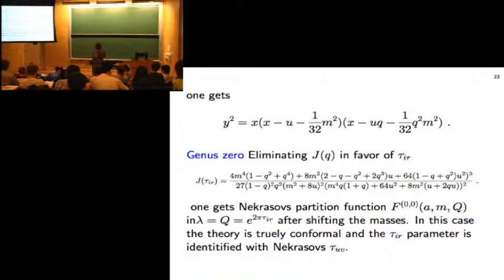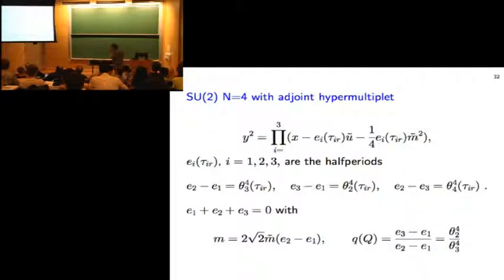So you don't have to deal with the theta functions anymore. Now, if you eliminate J in favor of the infrared coupling Q, then you get Nekrasov's partition function for (0,0) on the nose, after shifting the masses. In this case, the theory is truly conformal, and that means that the infrared parameter is actually identified with Nekrasov's ultraviolet parameter. However, you have to do something to the masses in this curve. The masses that appear in the BPS formula are not the masses that appear in Nekrasov's formula.